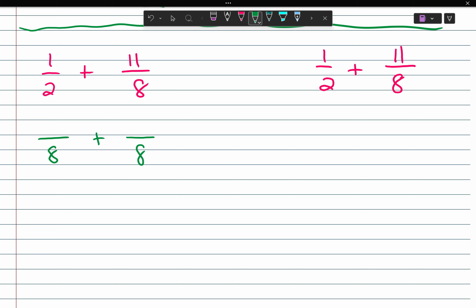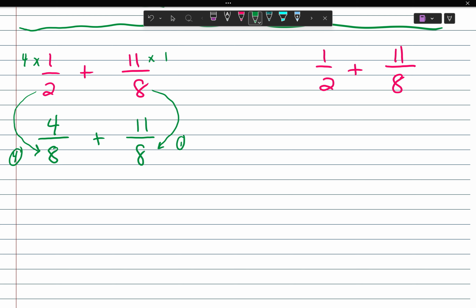There are other numbers like 16, 24, 32 that 2 and 8 can all go into. However, 8 is the smallest one, the least one that they can go into. Therefore, it's the LCD. So we say, okay, 2 goes into 8 how many times? 4. So I multiply that old numerator of 1 times 4 to get the new numerator of 4. 8 goes into itself once, so I multiply the old numerator of 11 times 1, and we get 11.